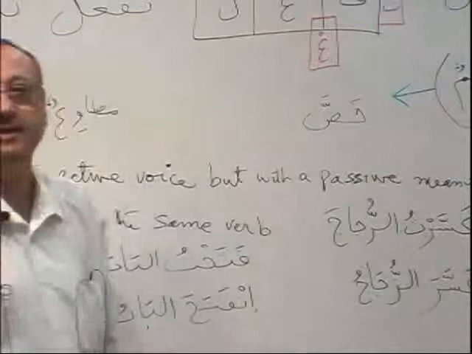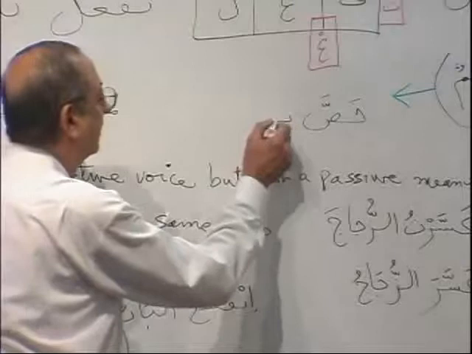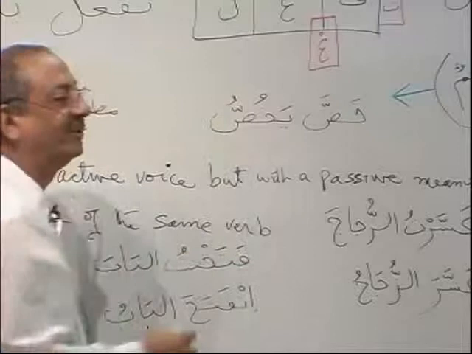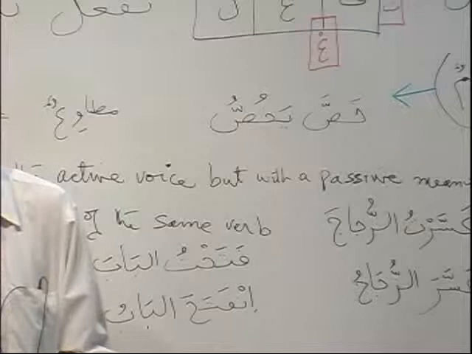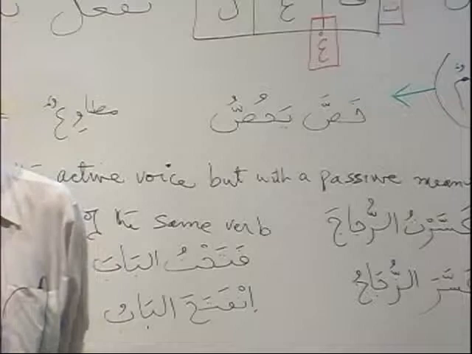If I say akhussu, are you with me all? If I say akhussu, what is the madi? Khassa. Khassa yakhussu. Okay? From khassa, this is very interesting, brother. Inshallah, you'll like it. Khassa. What is it, brothers and sisters? Khassa, to single out or to specialize. What is the mudari? Yakhussu. Now tell me, what is the ism fa'il? Khasisun. But we don't say khasisun.